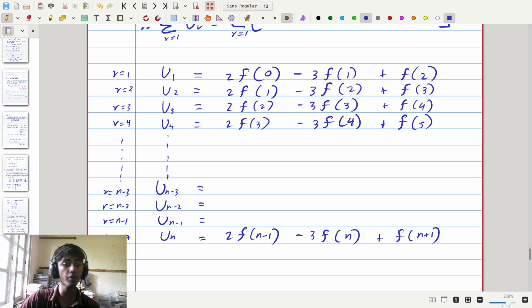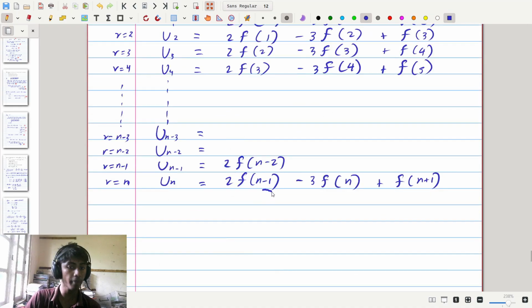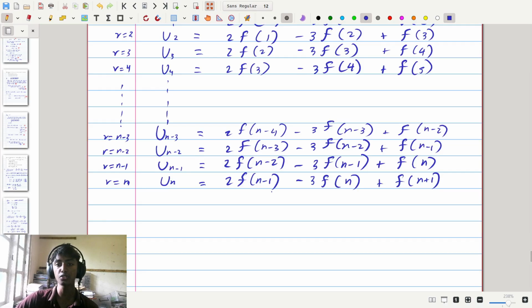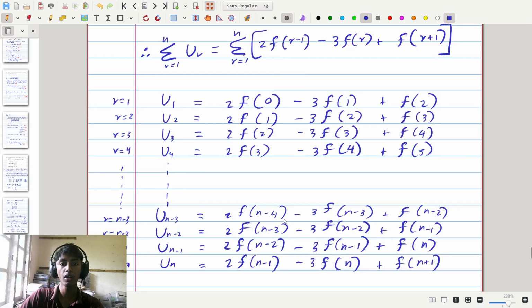Now the term before that is going to be what we get when r equals n minus 1, which is going to be 2f of n minus 2, since we have f of r minus 1, which is n minus 1 minus 1, and then minus 3f of n minus 1, plus f of n. Now the term before that is going to be 2f of n minus 3, minus 3f of n minus 2, plus f of n minus 1. And the next term is going to be 2f of n minus 4, minus 3f of n minus 3, plus f of n minus 2.